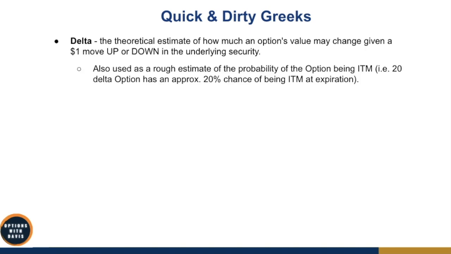Okay, next, let's talk about the option Greeks, right? There are a number of them, so I will just touch on what I feel are the most important ones that you really need to understand. So let's get into the quick and dirty Greeks, starting off with delta. The definition of delta is the theoretical estimate of how much an option's value may change given a $1 move up or down in the underlying security.